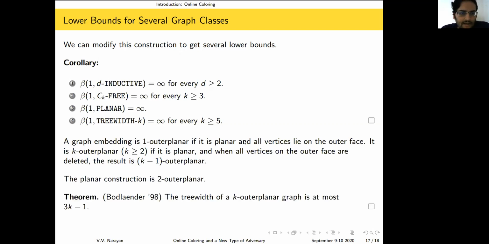Okay, and then we can apply this theorem of Bodlaender. It says that the treewidth of a k-outerplanar graph is at most 3k minus 1. And since our planar construction is 2-outerplanar, it's just a forest with a path, it has treewidth at most 5. So this tells us that for treewidth 1 graphs, which are trees, beta_1 tree is finite. In fact, it's just kappa plus 1, which is 2. But beta_1 treewidth 5 is infinite. So a natural question here is, where is the step from finite to infinity?